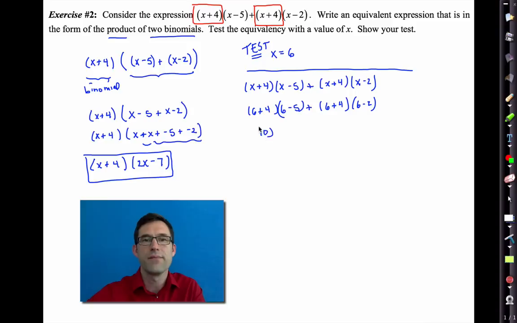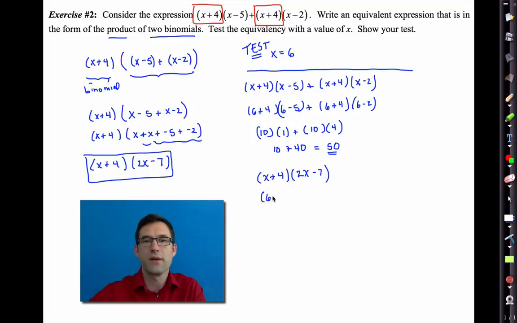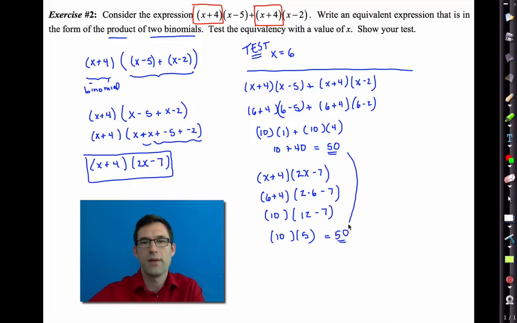All right, 6 plus 4 is 10. 6 minus 5 is 1. Again, 6 plus 4 is 10, and 6 minus 2 is 4. 10 times 1 is 10. 10 times 4 is 40. So that expression, the more complex one, is 50 when I test x equals 6. Let's now test it in x plus 4 times 2x minus 7. If we put x equals 6 in there, we get 6 plus 4 times 2 times 6 minus 7. So this is going to be a little bit more complicated. 2 times 6 is 12, minus 7. 12 minus 7 is 5. And 10 times 5 is 50. And there we have it.